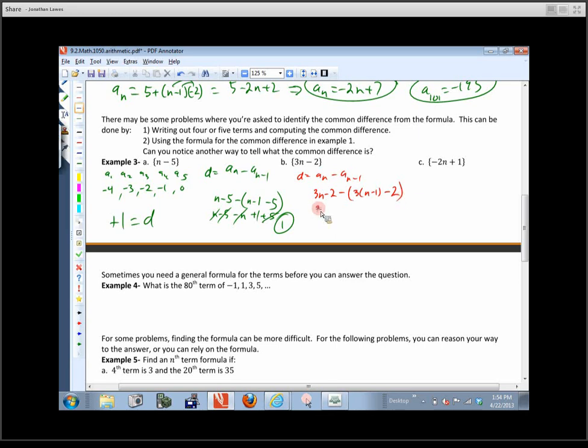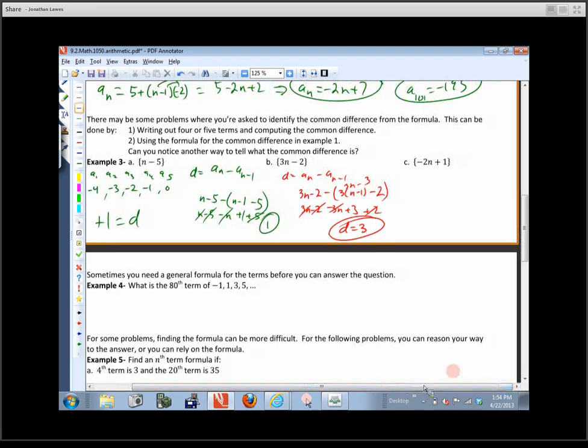So this is 3n minus 2. This is 3n minus 3. So that's going to be minus 3n plus 3. And then this is going to be a plus 2. Cancel here and here. Cancel there. What's the common difference? Common difference is 3. So we're going to take the nth one, which is this one right here, and subtract the one right before it, which is the same formula, just with an n minus 1 plugged in.